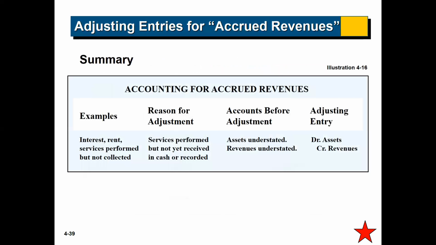All right, this slide right here is another one that just shows what the possible ones are: interest, rent, services performed, but none of it's collected. And then the adjusted entry you do is to debit the asset, credit the asset.